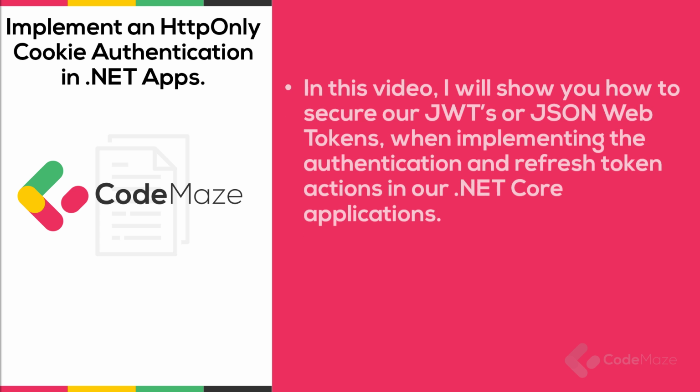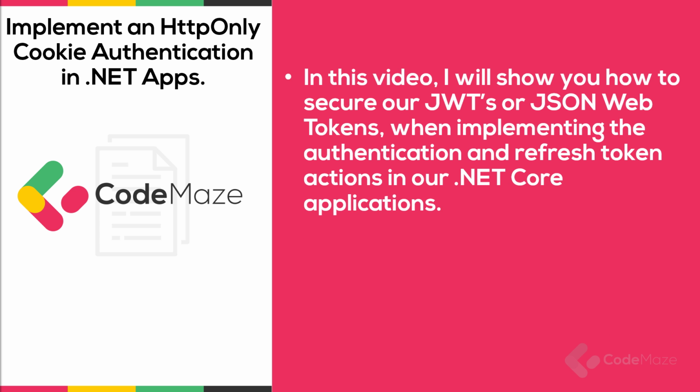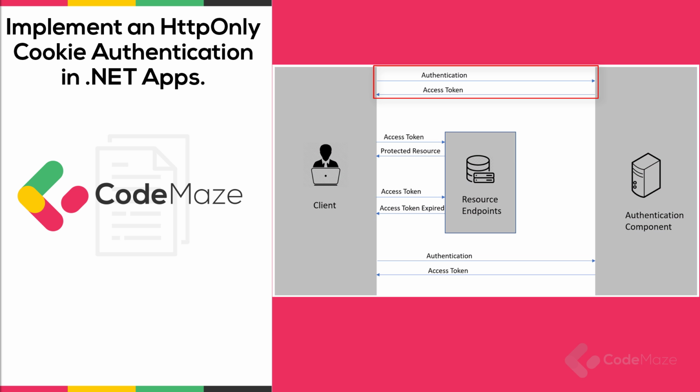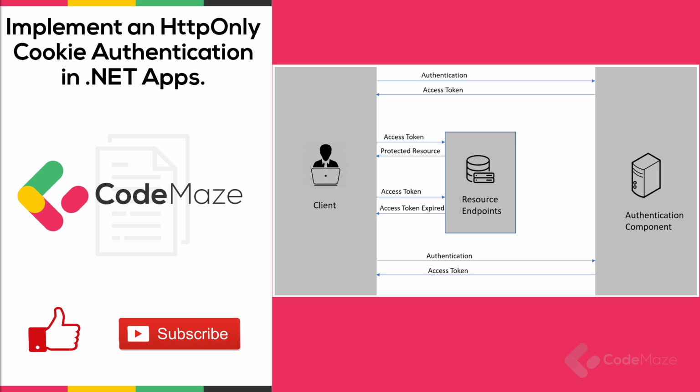Hi everyone! In this video, I will show you how to secure your JWTs or JSON Web Tokens when implementing the authentication and refresh token actions in our .NET Core applications. When we follow the usual flow with the JWTs, we can see that once the client sends the authentication request, they get the access token, which is then usually stored inside the local or session storage. Both storages are considered not that secure.